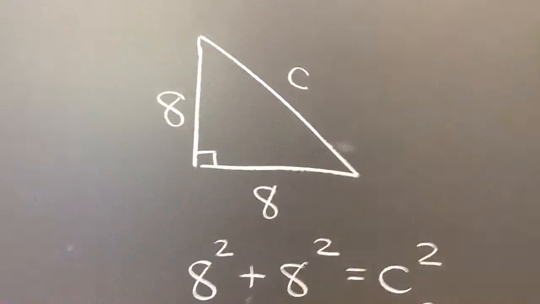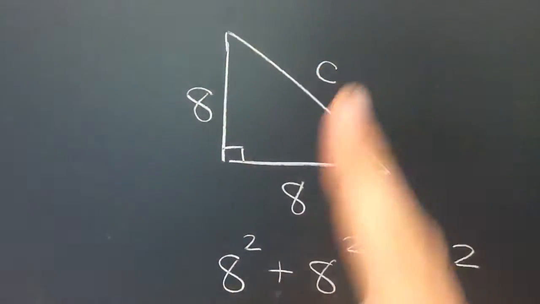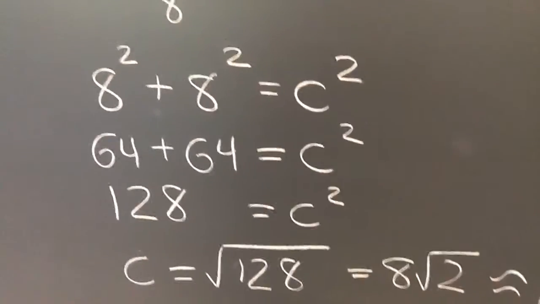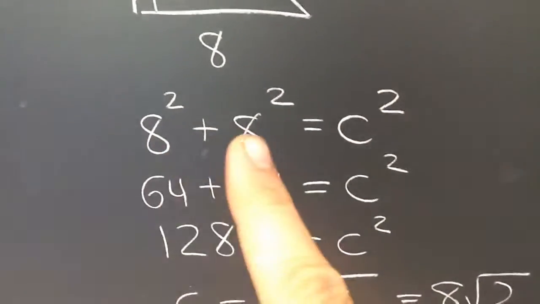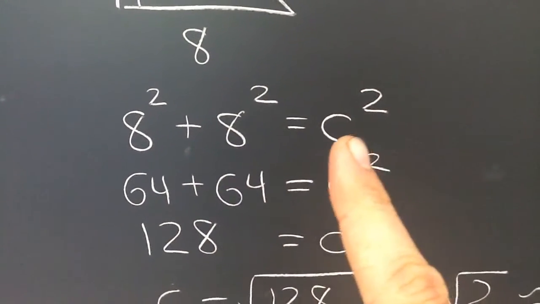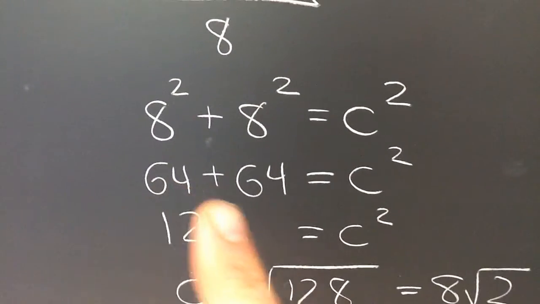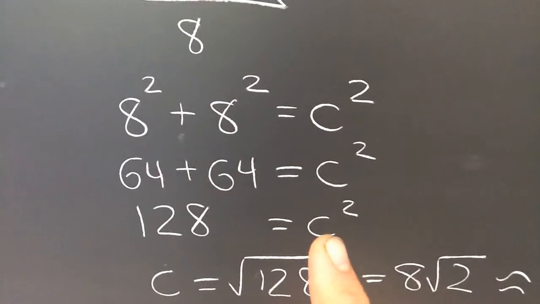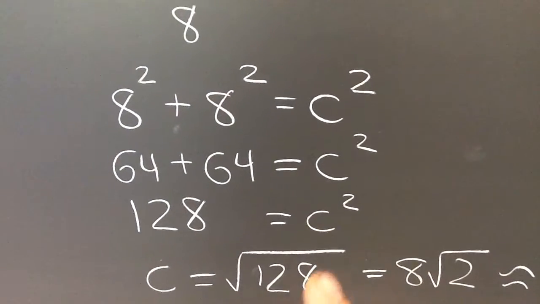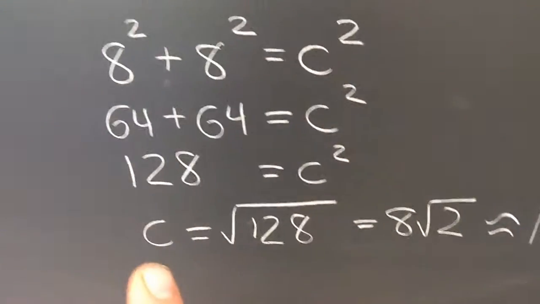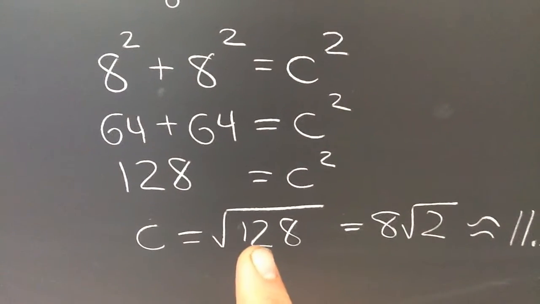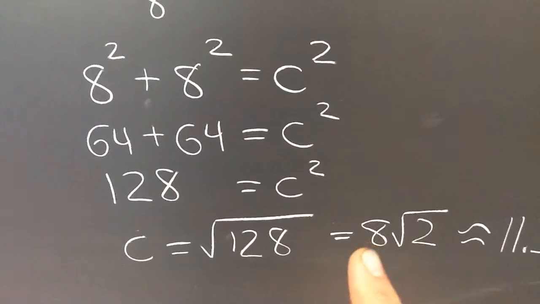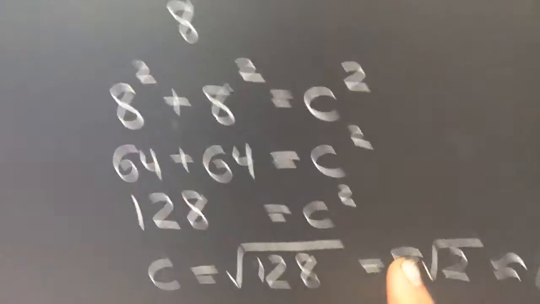Here I have the legs, 8, 8, and then the unknown hypotenuse. Well, I could start like normal. I could say 8 squared plus 8 squared is c squared. And so that's 64 plus 64, which is 128, equals c squared. Taking the square root, I now know my hypotenuse c is the square root of 128, but that can be reduced into what? 8 times the square root of 2.